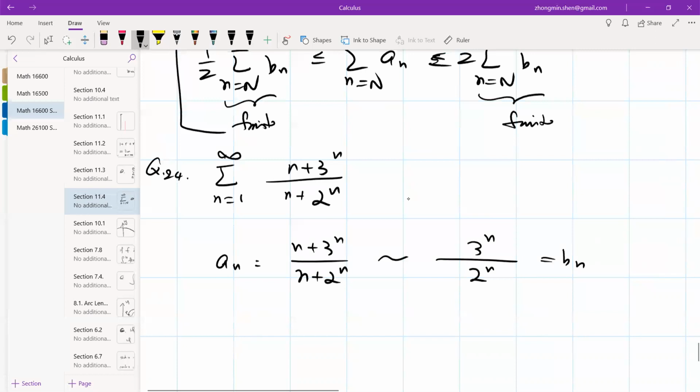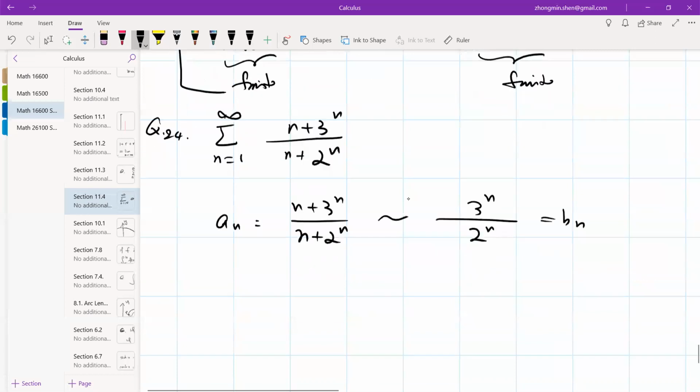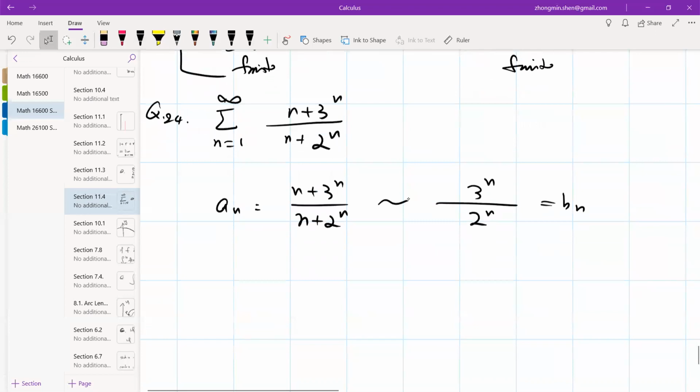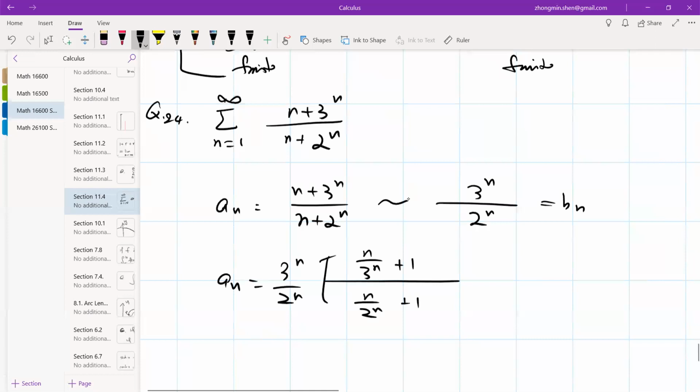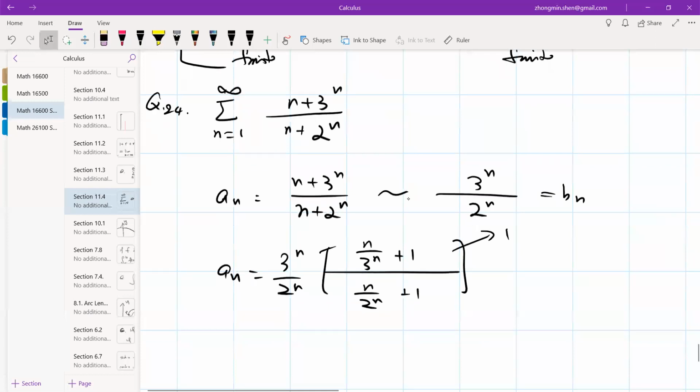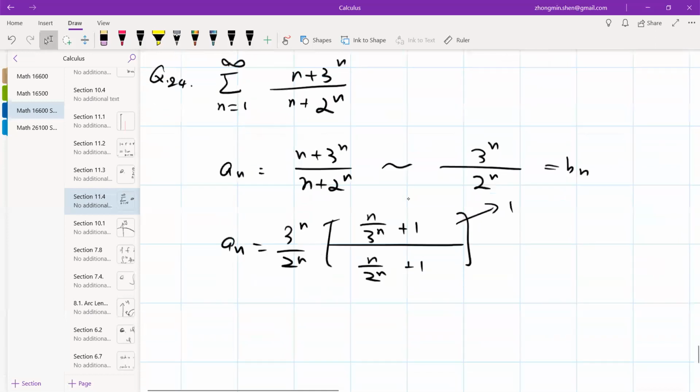And compare with 3 to the n or 2 to the n. This can be very small. You can also get that using another way. You can say I'm going to take 3 to the n out. Then it's going to be n over 3 to the n plus 1, here's n to the 2 to the n plus 1, right? But that part is almost equal to 1. So this goes to 1, right? It's 0 plus 1 over 0 plus 1.